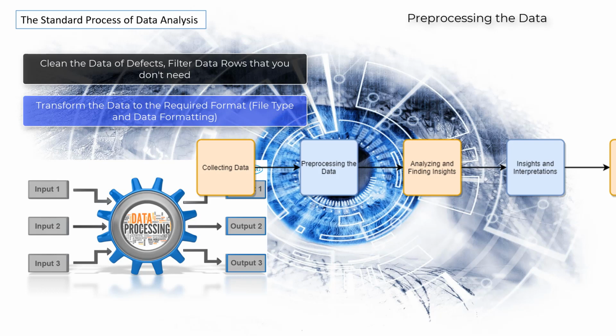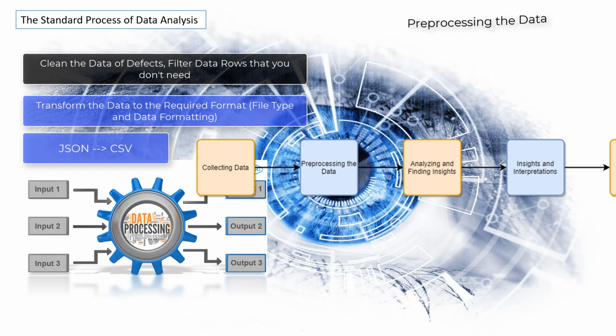Formatting the data can mean 2 things. The first is converting the data into the right file type. For example, you have received the data in JSON format, but you are most comfortable in working with CSVs, and so you convert your JSON file to a CSV.